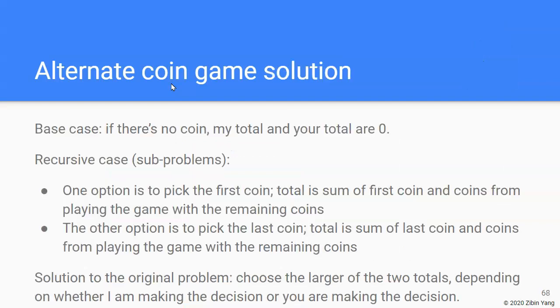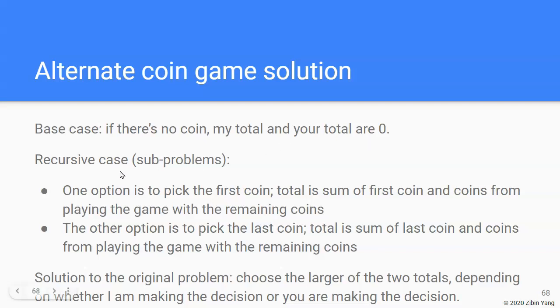So when we talk about recursion, we always think about three things, right? What is the base case? What is the recursive case, or how do we break down the problem into smaller, simpler subproblems? And then finally, given the solution to the subproblems, how do we solve the original problem? So the base case for this game is that, well, if there is no coin, then it's really simple, right? Both my total and your total are going to be 0.